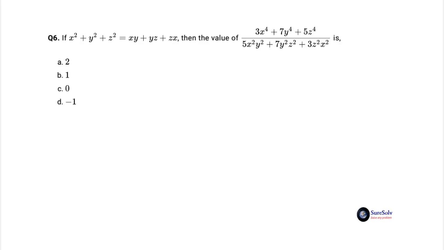Question 6 is, if x square plus y square plus z square equal to xy plus yz plus zx, then the value of 3x to the power 4 plus 7y to the power 4 plus 5z to the power 4 divided by 5x square y square plus 7y square z square plus 3z square x square is option A 2, option B 1, option C 0 and option D minus 1.